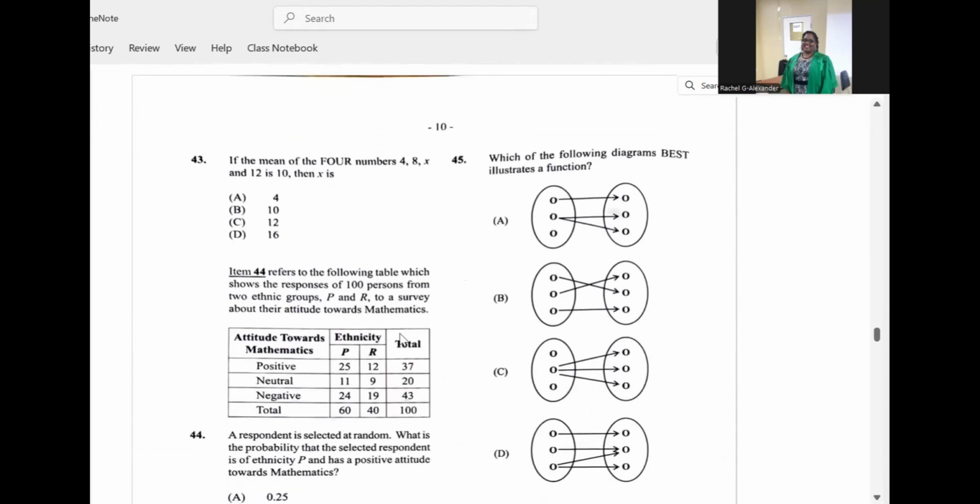43. If the mean of 4 numbers, 4, 8, x, and 12 is 10, then x is what? All right, so 4 numbers. To find the mean, I would have to divide by 4, and then I would get 10. So it means that the total of my 4 numbers should be 40, because 40 divided by 4 is 10. So 4 and 8 is 12. Oops, wait, something wrong. I made a mistake. It's 4, 8, x and 12.